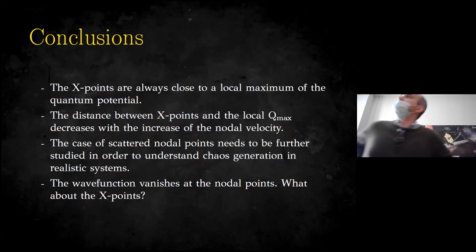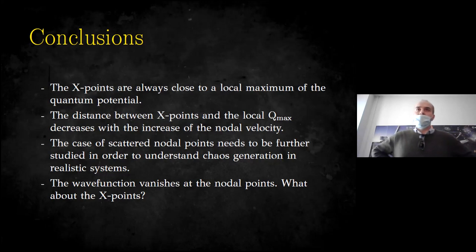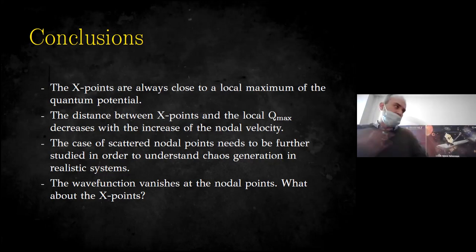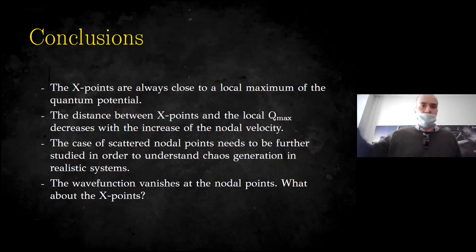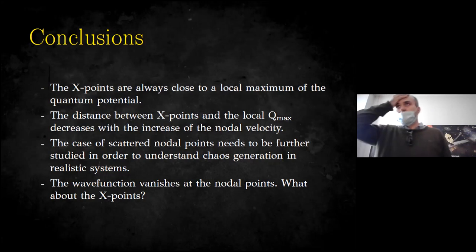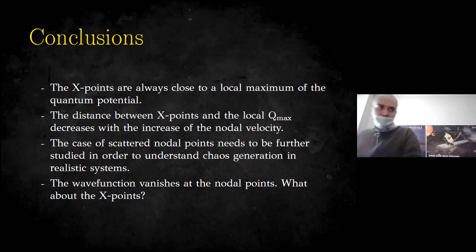Some of our conclusions, if we have any conclusion yet: the X points are always close to a local maximum of the quantum potential, but not always at the maximum. The velocity of the nodal point plays a crucial role. The distance between the X points and the local Q max decreases with the increase of the nodal velocity. So the case of scattered nodal points needs to be further studied in order to understand chaos generation in realistic systems. In realistic systems, I think it is impossible to have a certain geometry of the nodal points. Everything is going to be mixed up, and mixed up in time, because the main problem of the Bohmian system, for me and for all those who are trying to make the simulation, is that it is not autonomous. Everything changes with time.